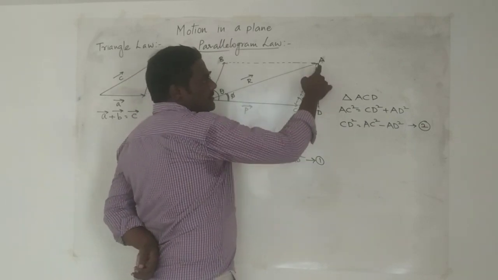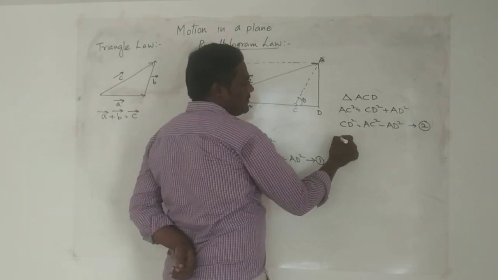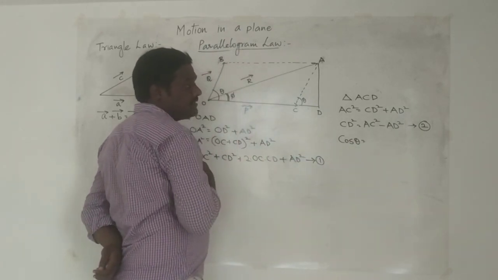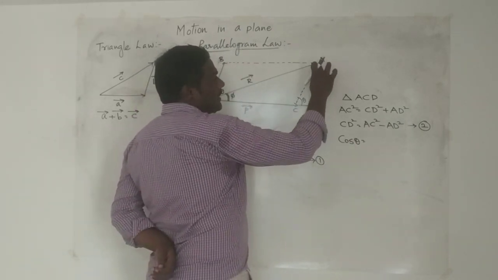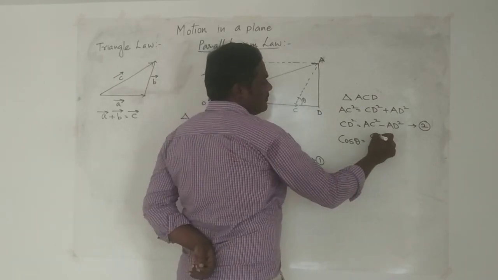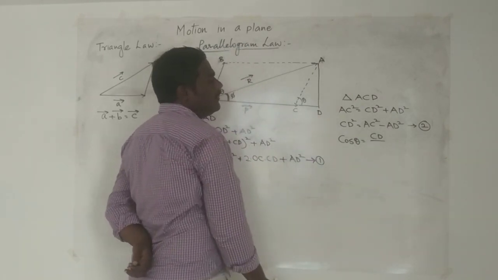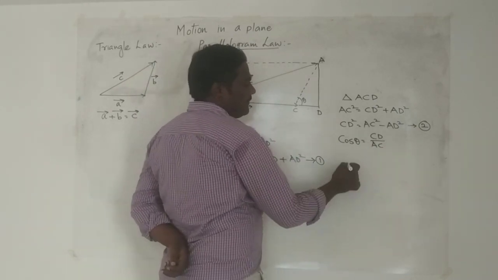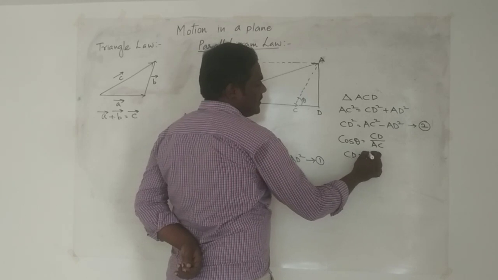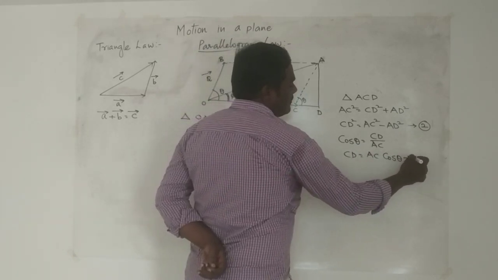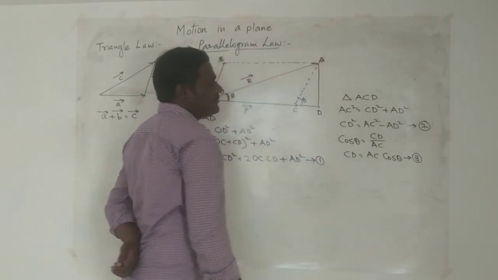Again from the same triangle, use the trigonometric ratio cos theta. What does cos theta say? Base by hypotenuse. What is the base in this? CD. What is the hypotenuse? AC. Now from this, CD is equal to AC cos theta. That is equation number 3.